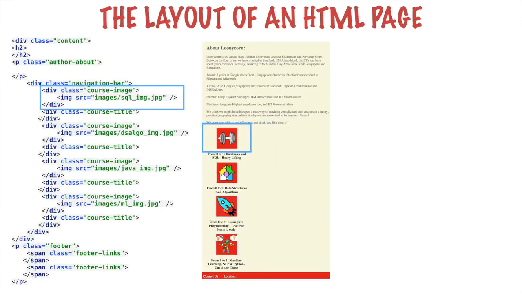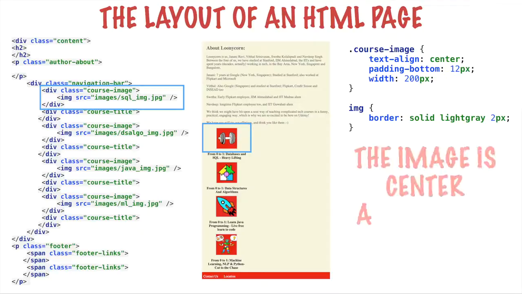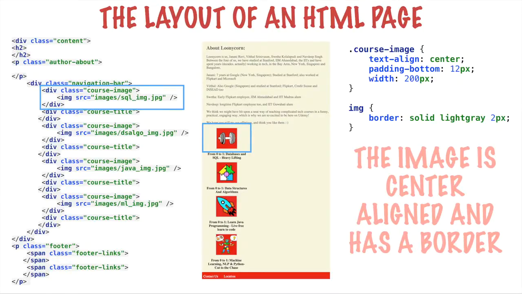Within the navigation bar, we have for every course a course image and the course title. The course image is a div which is a logical unit containing the image. Why do we use a div? Remember, image is an inline element and we want the course image to appear above the title. That is why we have the div. We align the image using text-align to the center of that div.